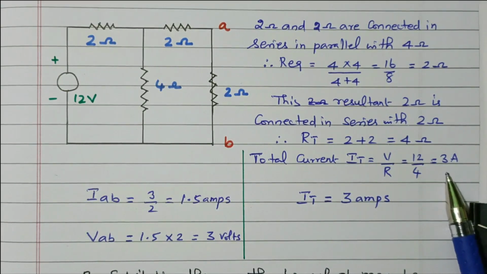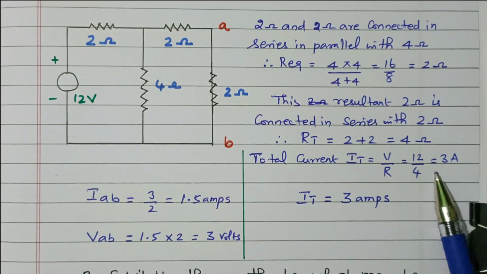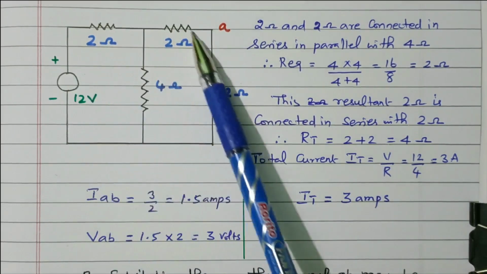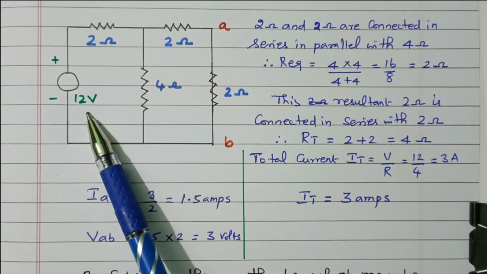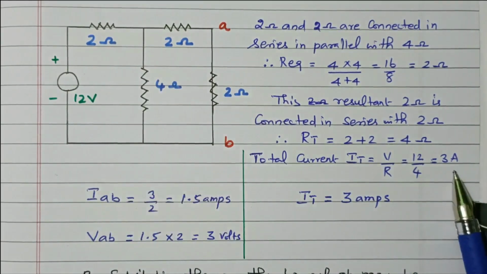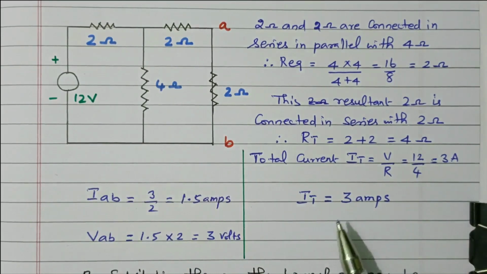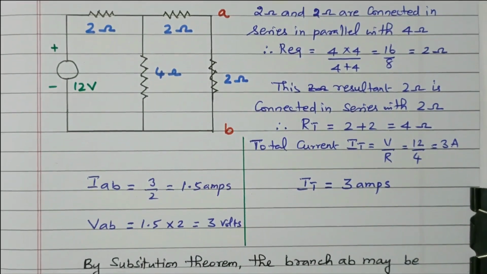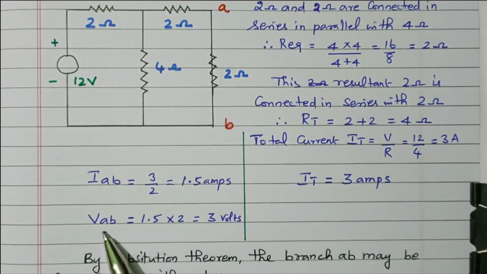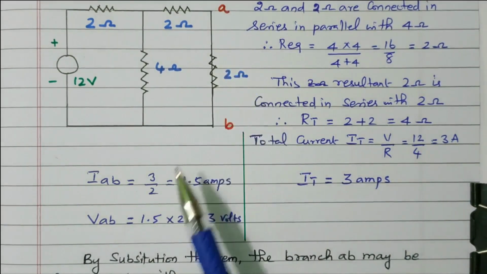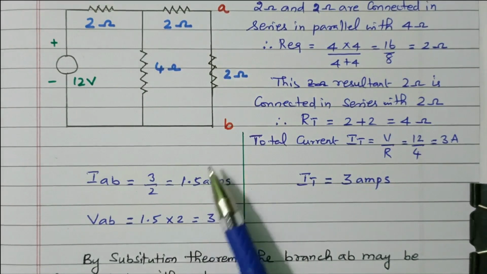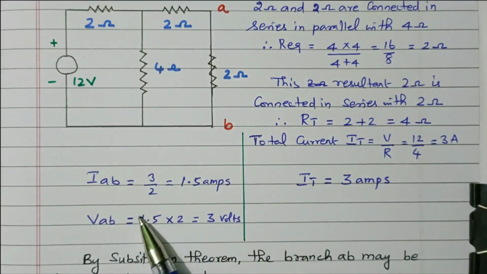So the total current available in the circuit is 3 ampere, not in branch AB. The total current in the entire network with the 12 volt source is 3 ampere. So IT equals 3 ampere. Similarly, we need to find the voltage across AB. So voltage across AB, V equals I into R. R is 2 ohm. What is the current?